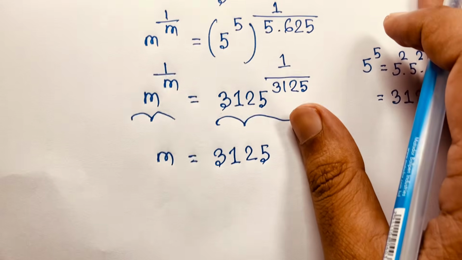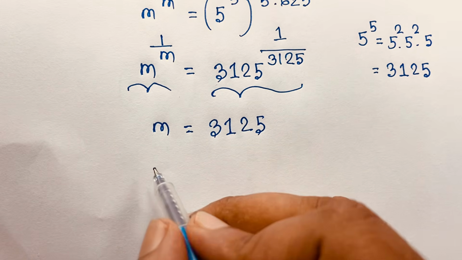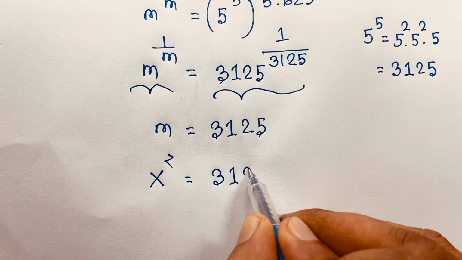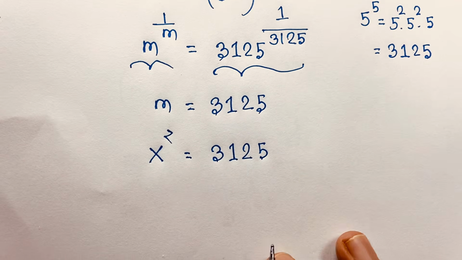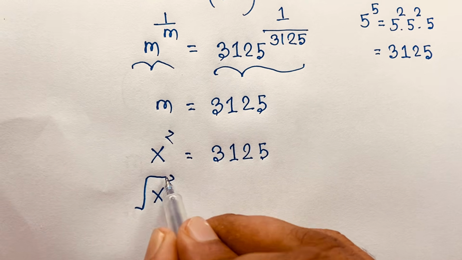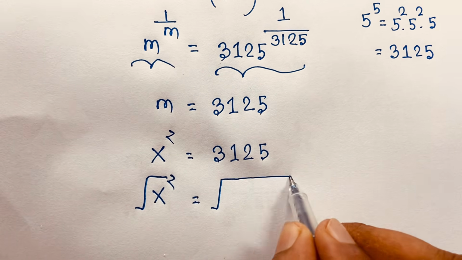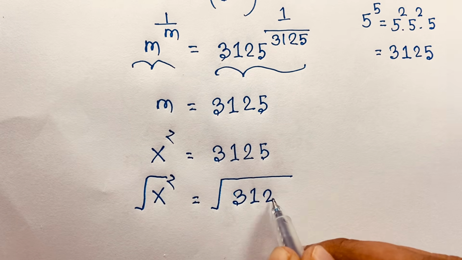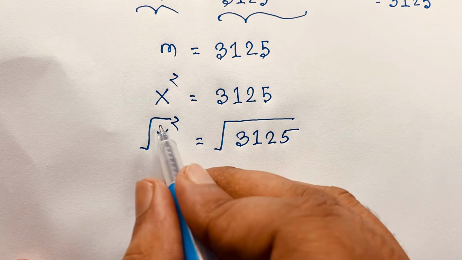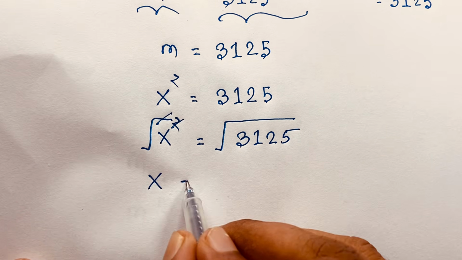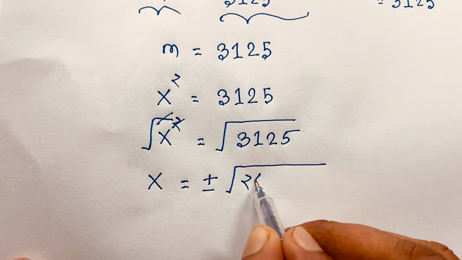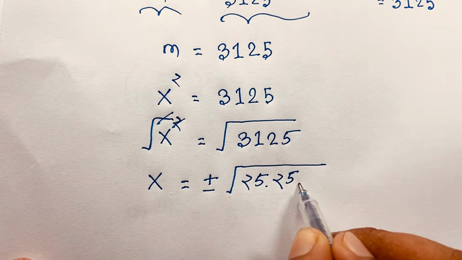So I take this value here. Our target: x is equal to what? So x to the power 2 is equal to 3125. Then I use square root on both sides: the square root of x to the power 2 is equal to the square root of 3125. Then at this moment, the square and square root cancel. We'll find x is equal to plus minus the square root of 25 times 25 times 5.